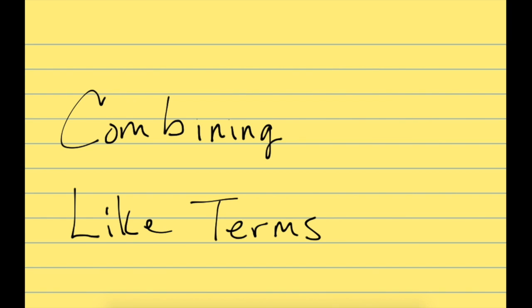This lesson is on combining like terms. Now, I think the hardest part about combining like terms often is identifying which terms are alike. And so the general rule for identifying like terms is to look at the variables and think which terms have the same variables, and those variables have to have the same exponents. Now, let's do a couple without exponents first.